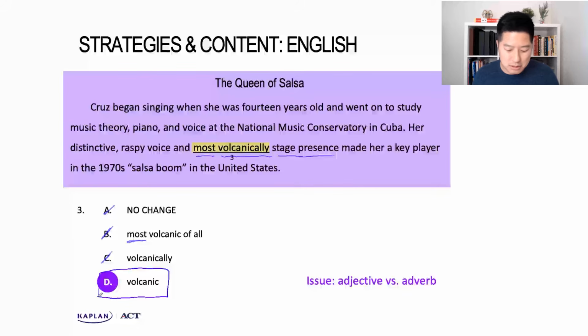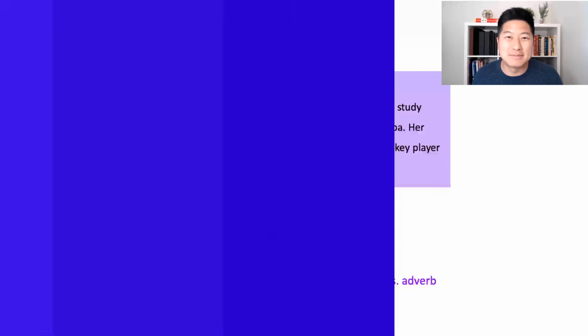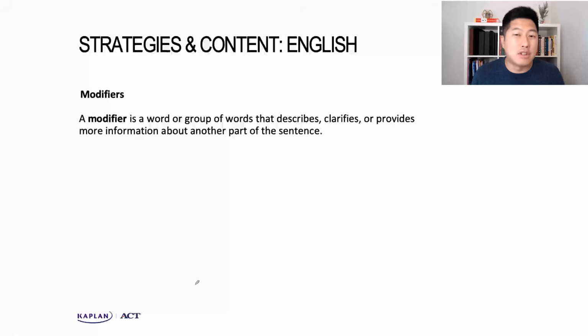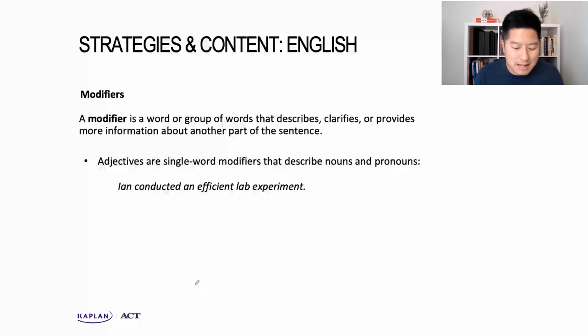Now let's review what adjectives and adverbs are. Adjectives and adverbs are both modifiers. Modifiers are words or phrases that describe another part of the sentence. And just like we talked about, adjectives are what you'd use to describe nouns and pronouns. Here we're talking about "Ian conducted an efficient lab experiment." So "efficient" is describing the noun experiment.